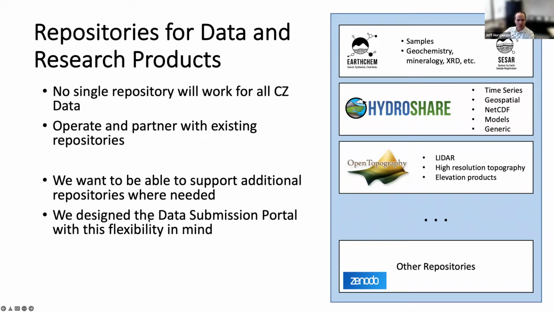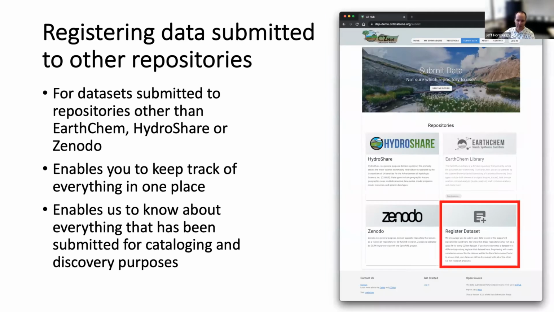Now, we do have in mind that we may in the future be able to support some of these additional repositories. There are some caveats: those repositories must provide an application programming interface that we can actually use to make submissions. And if they don't, then we won't be able to do that. But we designed the data submission portal with this flexibility in mind, and I'll talk about that a little bit here in just a second too, which gets back to the way we're handling the metadata forms via JSON schema. Those metadata forms are dynamically generated from the JSON schema, and that means we have the flexibility and extensibility to add more repositories later.